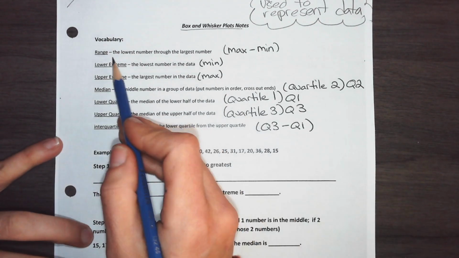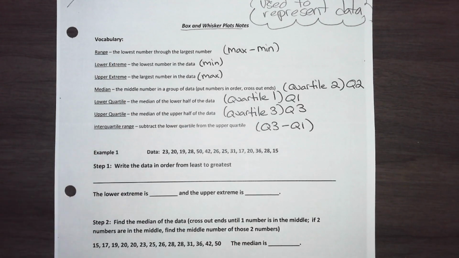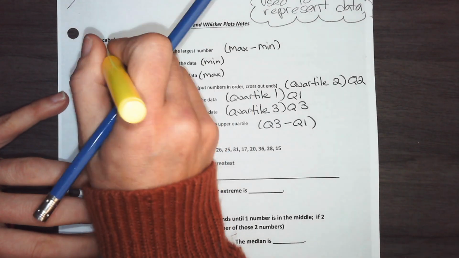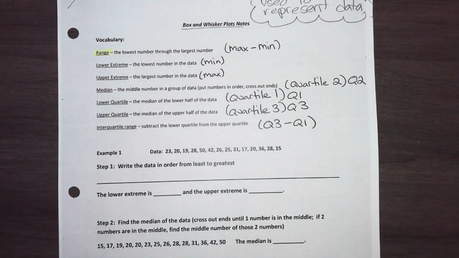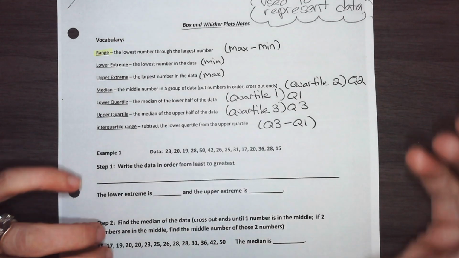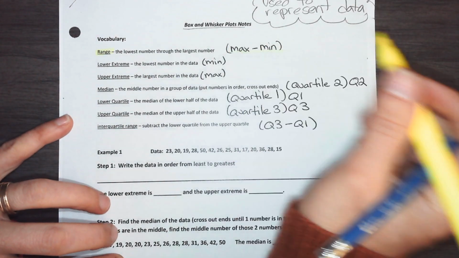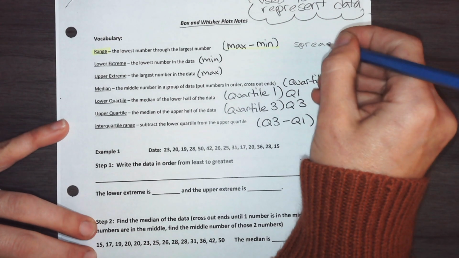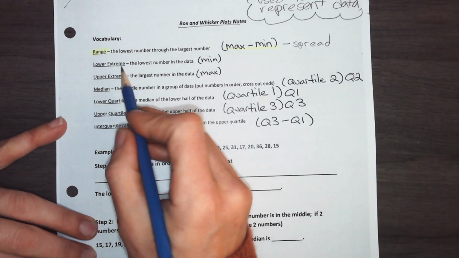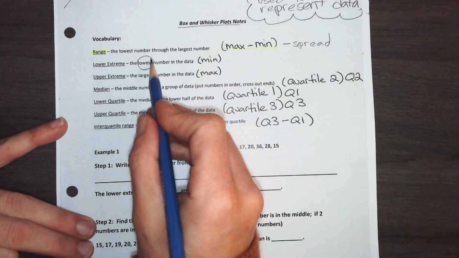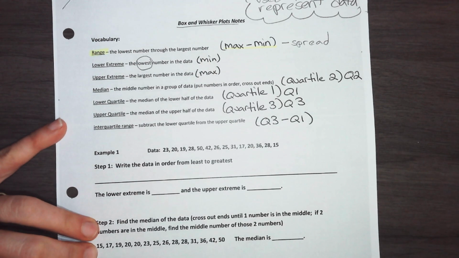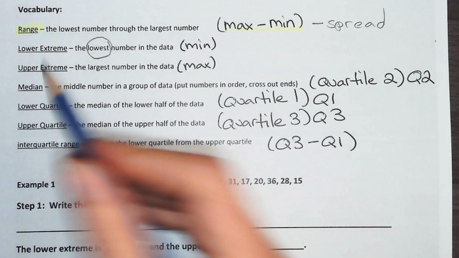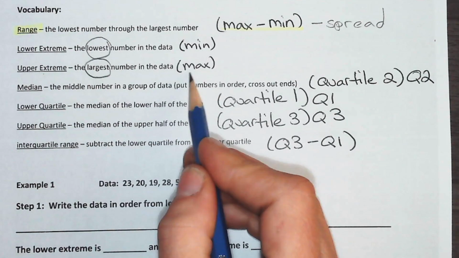First, vocabulary. When we're talking about a range, we're talking about the span of data. We're asking what the range is, what the number span is, and to get that you do the maximum value minus the minimum value, and that tells you the spread. The lower extreme is the lowest number in your data set. Let me zoom in here. It's also called the minimum or min. The upper extreme is the largest number, and it's also called the max.